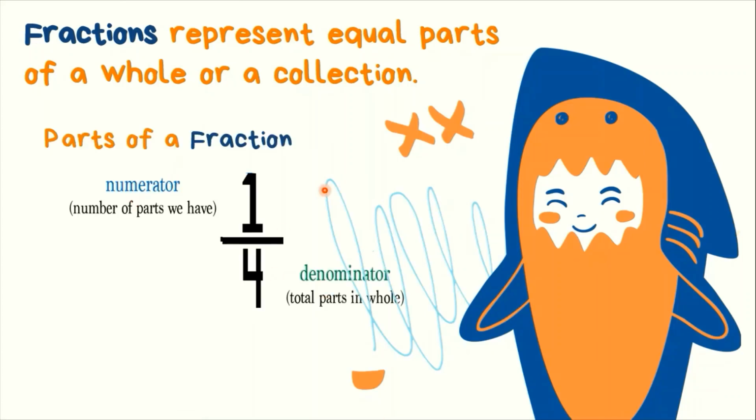This is an example of a fraction. A fraction usually has two numbers, isa sa taas, this is called a numerator, at isa namang number sa baba, which is called the denominator. They are separated by a line. Start tayo dito sa numerator. Numerator is the number of the parts that we have. Denominator is the total parts in whole.